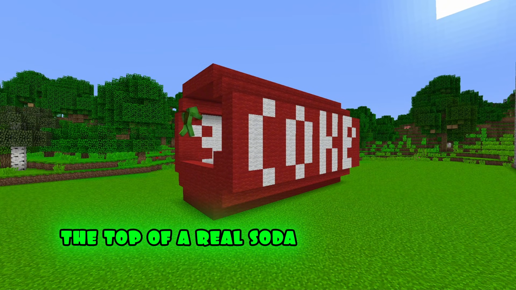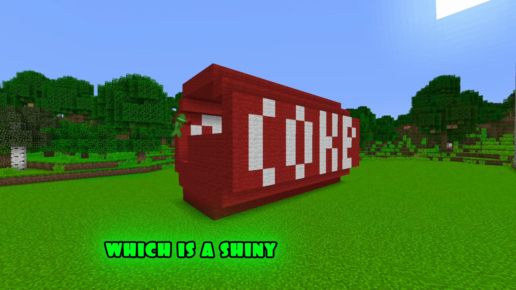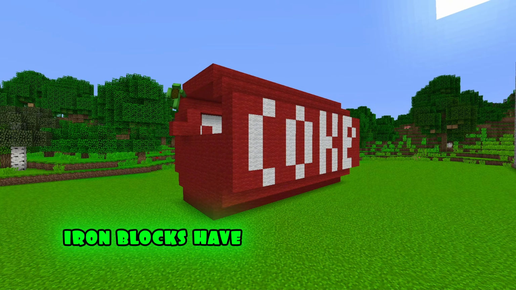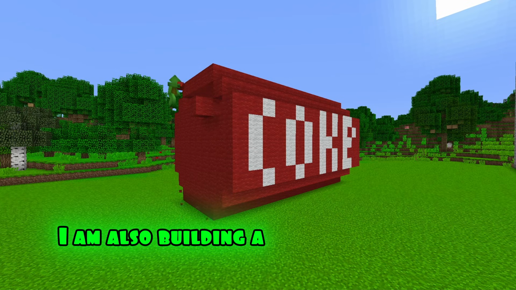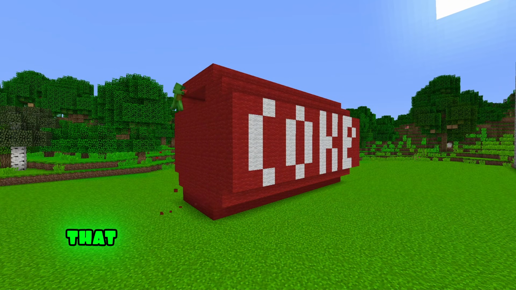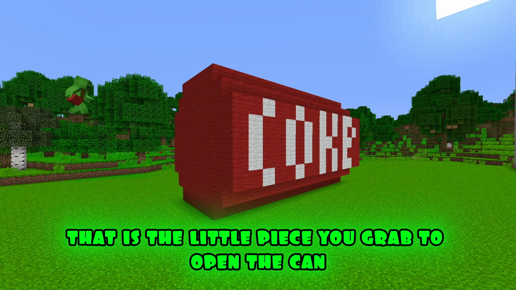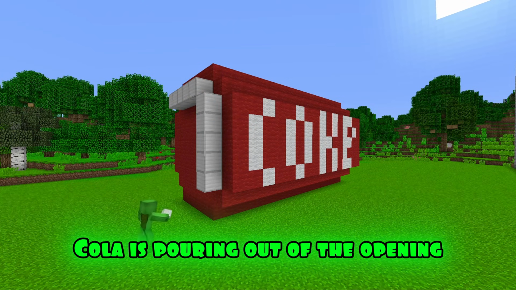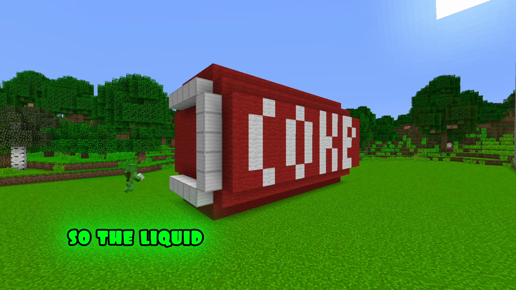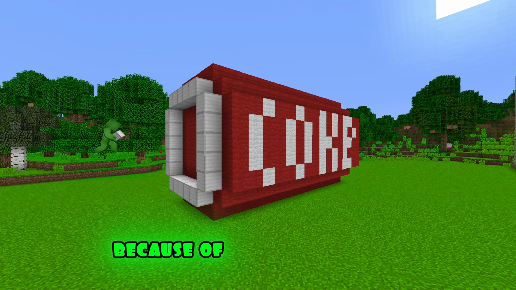The top of a real soda can is made of aluminum, which is a shiny silver metal. Iron blocks have that same metallic look, so they are perfect for this. I am also building a small pull tab on the circle. That is the little piece you grab to open the can. And now I am using black wool to make it look like cola is pouring out of the opening. The can is on its side, so the liquid would naturally flow right out because of gravity.